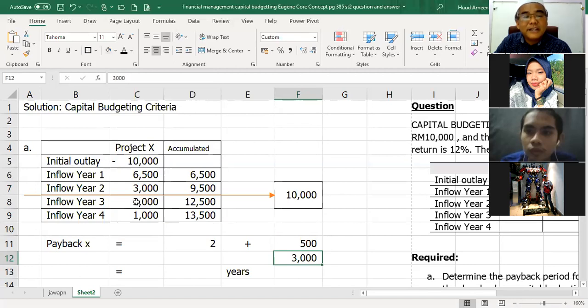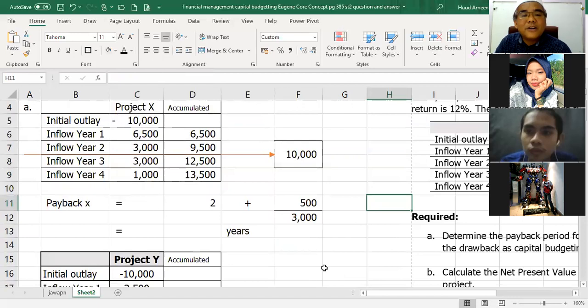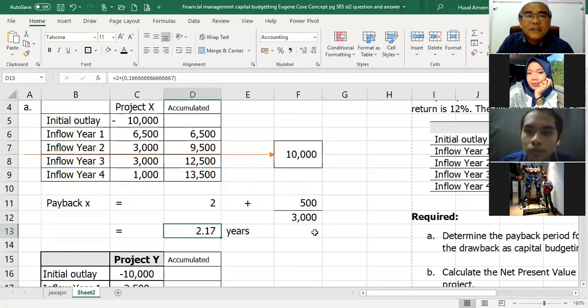3,000 here. All right, this 3,000 is in year 3, not year 2, right? So you have to take note, not year 2, year 3. When you use a calculator, you can get the amount of 2 plus 500 divided by 3,000, and you will get 2.17 years. So if you invest 10,000, it may take greater than 2.17 years. You have to cover 2.17 and less than 3 years.